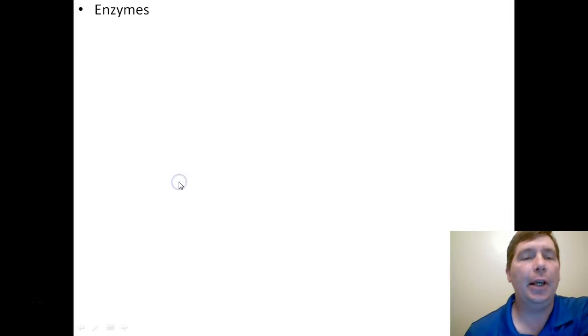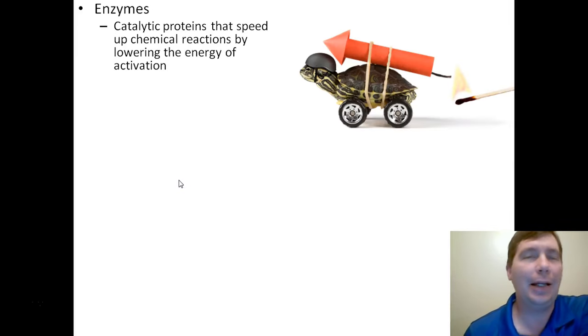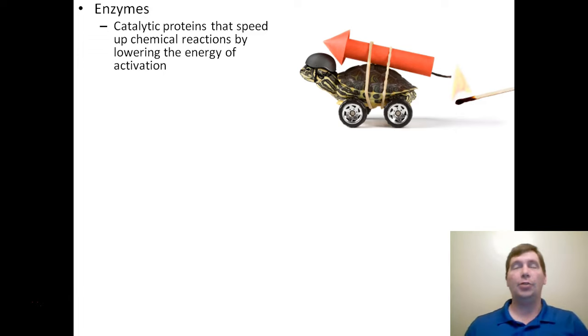Hi, it's Mr. Bennett, and in this video we need to talk about enzymes. Enzymes are proteins, and what they do is they speed up chemical reactions so you can stay alive. Now, the technical term you see up here: catalytic proteins that speed up chemical reactions by lowering the energy of activation. Calm down, I'll teach you what that's going to be.